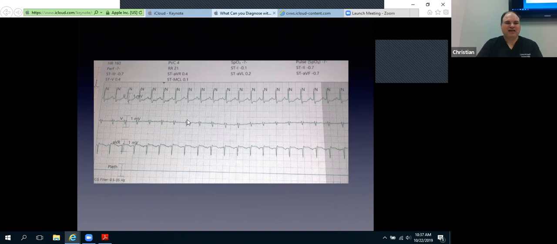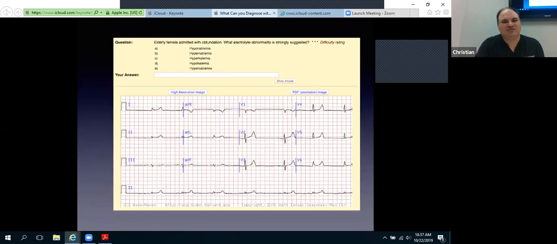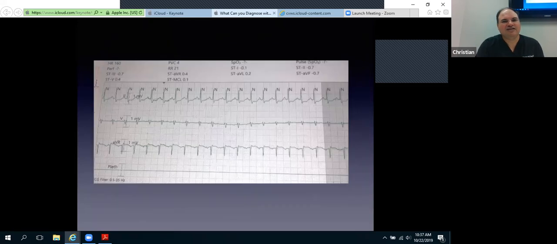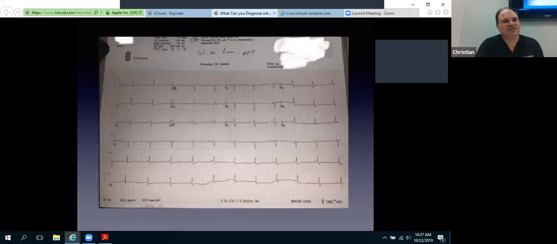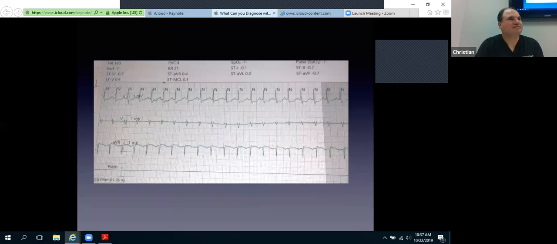Her PR interval is different there than it was on the initial. Well, now she's in a reentrant tachycardia, so we're getting a bunch of extra waves. So that's what a pre-excitation syndrome looks like. It comes in looking like that, and then they do this. Get an ablation later. Yep.